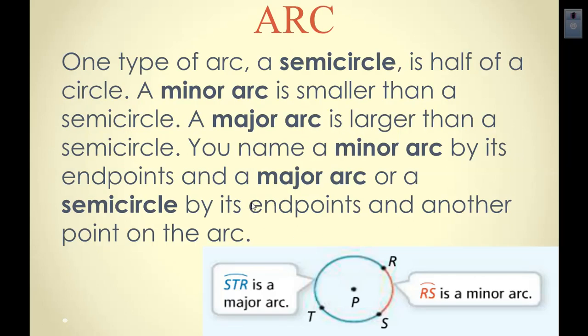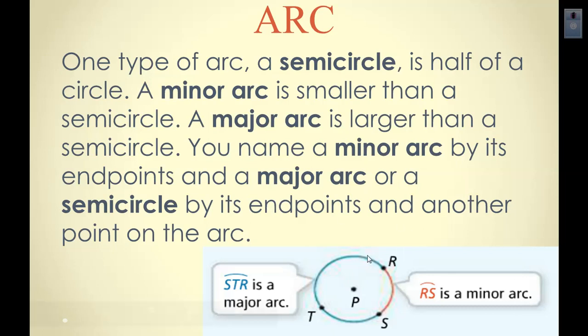Now let's talk about arcs. There's three different types of arcs. The first one is a semicircle. It's half of a circle. You have a minor arc, which is going to be smaller than a semicircle, or smaller than half a circle, and a major arc, which is larger than a semicircle. So you name a minor arc by its endpoints, just 2 points, and a major arc or a semicircle by its endpoint and another point on the arc.